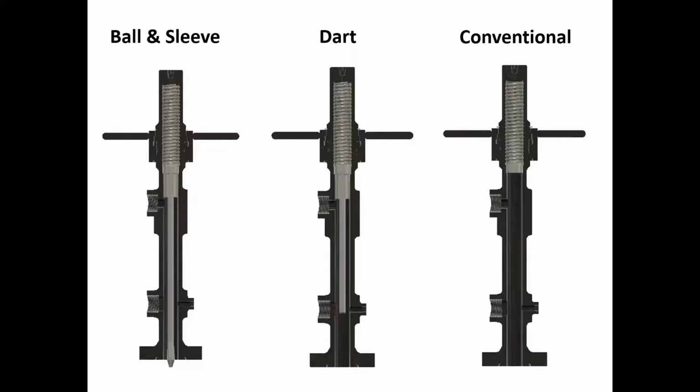One thing to note, if you're ever wanting to pull your ball and sleeve, to get the ball out of the well, you need to pull the striker rod, and then when they come up, they won't separate, and you'll be able to close your master valve and get them both out.